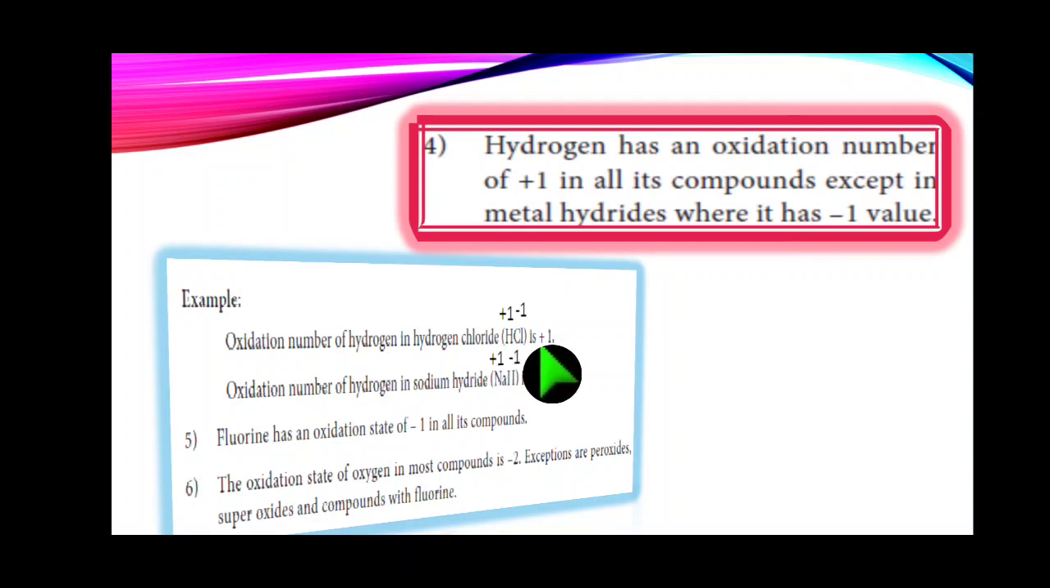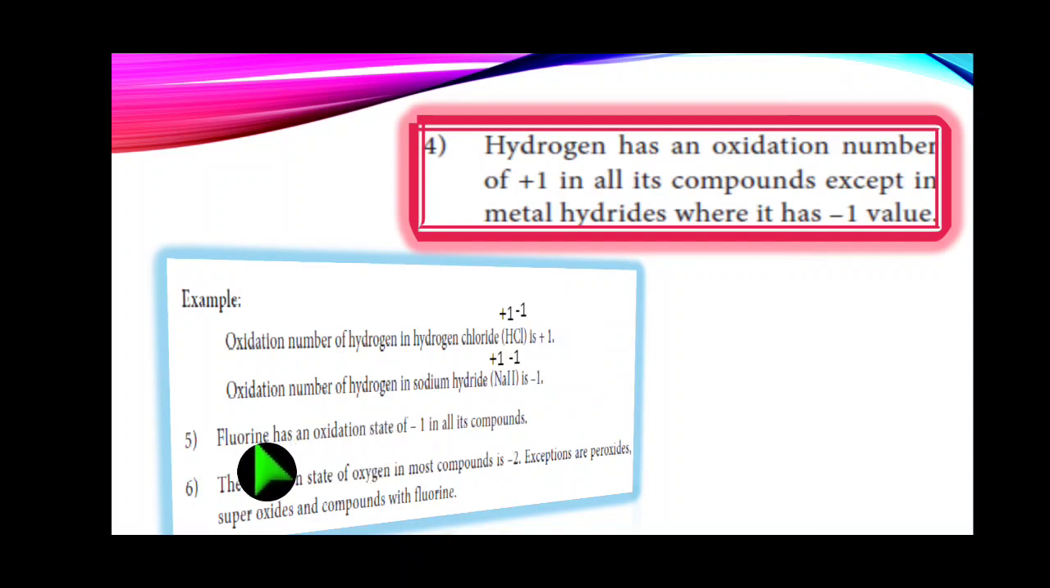For example, in hydrochloric acid, hydrogen carries plus 1, chlorine has minus 1. Here hydrogen carries plus 1. Suppose we take the oxidation number of hydrogen in sodium hydride, molecular formula NaH. Na carries plus 1, here hydrogen carries minus 1. So in the fourth point, two examples we have seen. In hydrogen chloride, hydrogen carries plus 1. In sodium hydride, hydrogen carries minus 1. So hydrogen has two types of oxidation state according to the chemical compound, right?